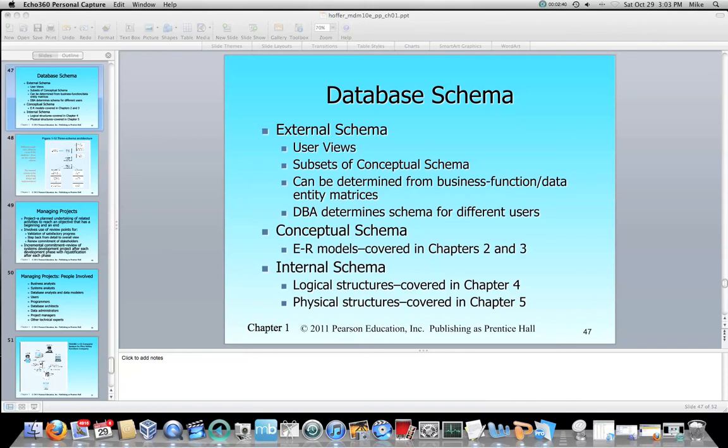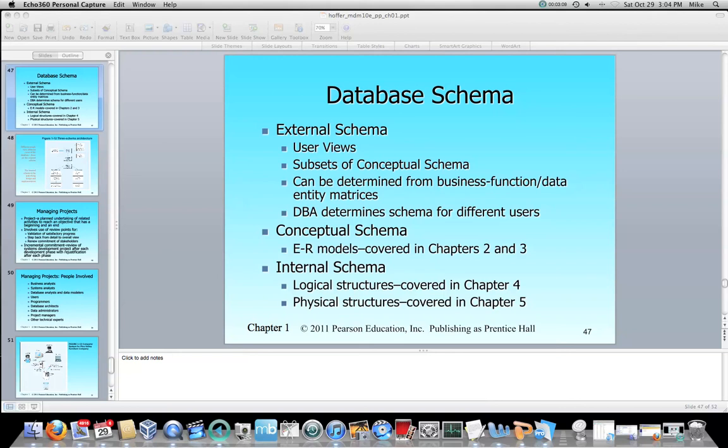And then after that, we get into chapter 4 and chapter 5, the internal schema. Those are really logical structures. The conceptual schema is more of the enterprise view of the data. And then when you get into the internal schema, we talk about logical structures and physical structures, which we talk about in chapters 4 and 5.